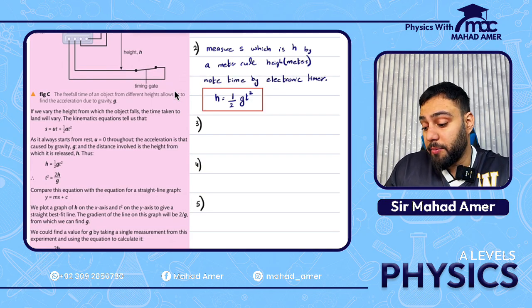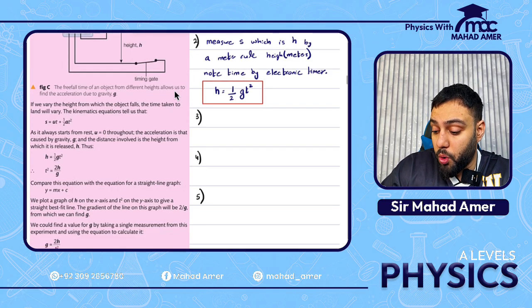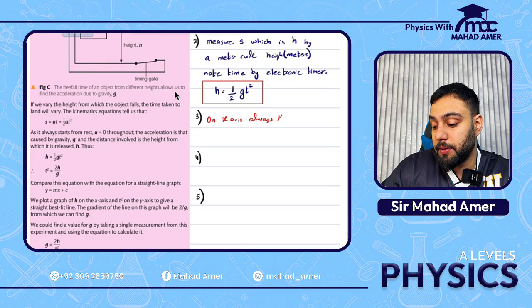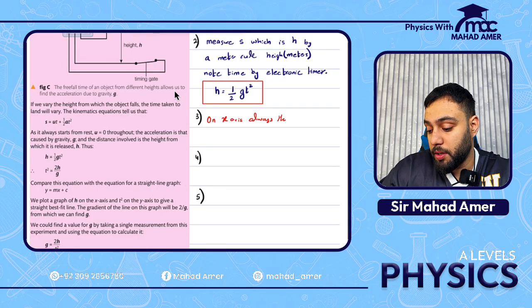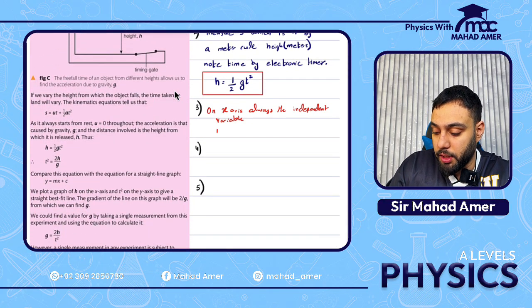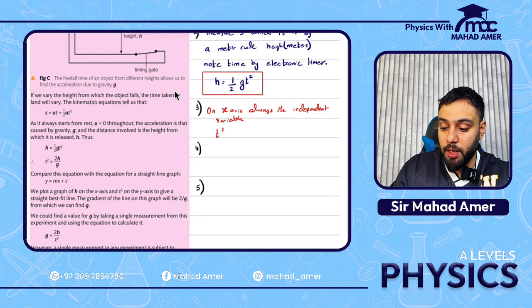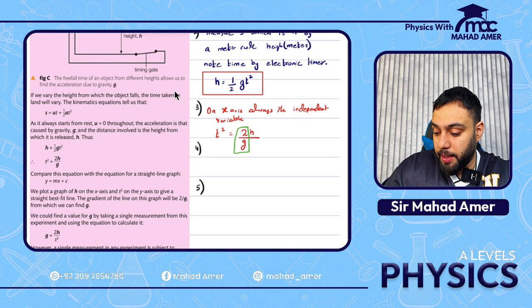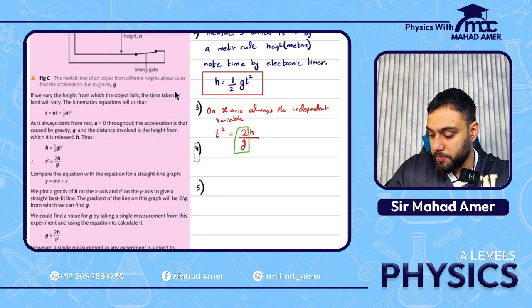Since it's going to be a 5 marker, you have to realize that on the x-axis, always goes the independent variable. Therefore, we'll be plotting the height that we are changing. So first of all, we'll make t squared the subject. The equation would be t squared equals 2h over g. This would be our equation.